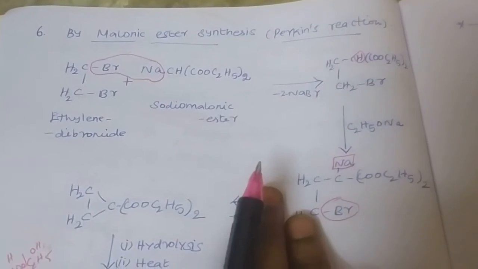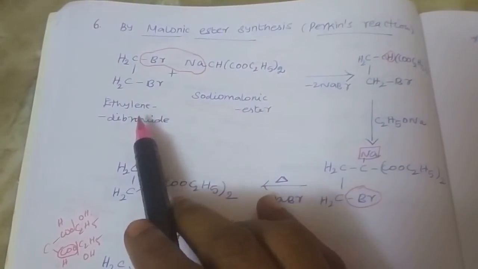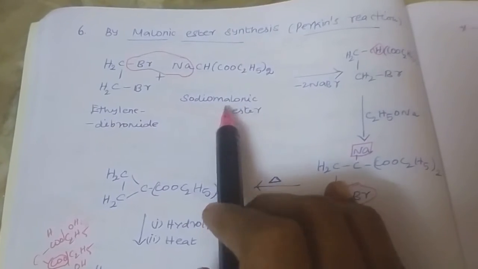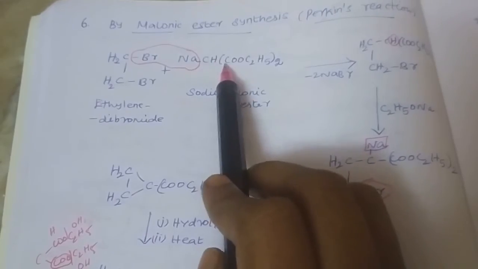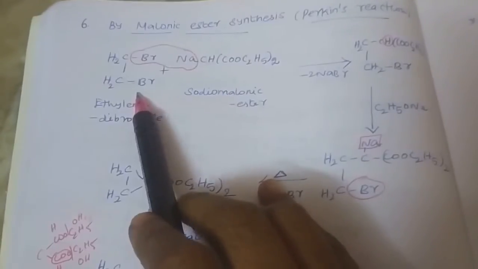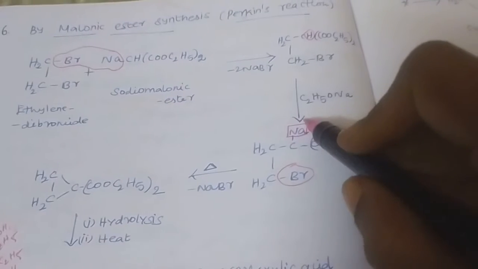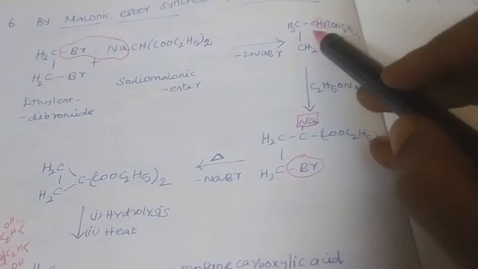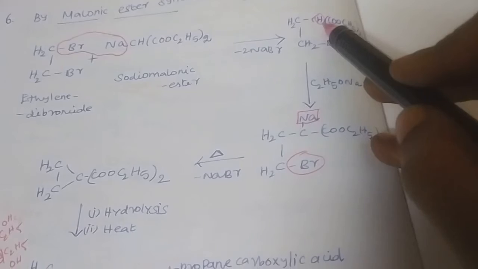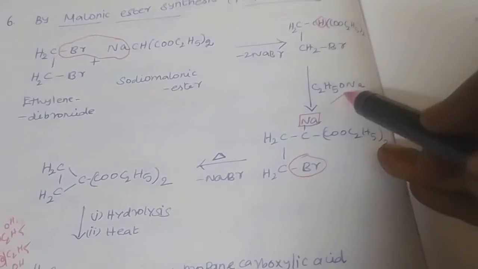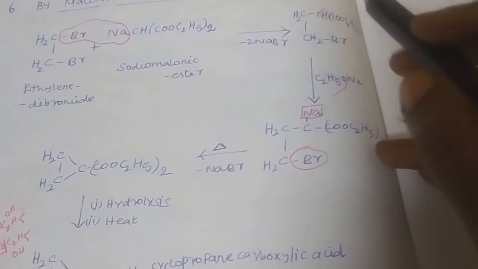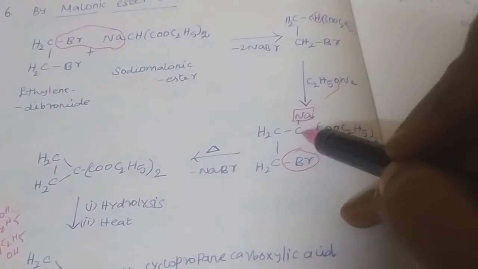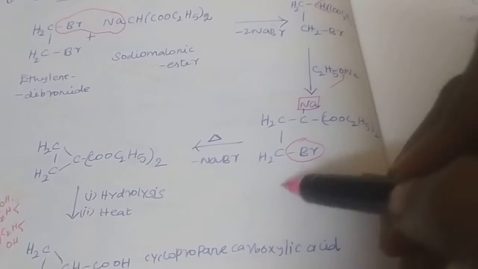So by malonic ester synthesis, Perkin reaction. So this is ethylene dibromide. It reacts with the sodium malonic ester. Here sodium bromide is removed. So what is the product? CH2CH(COOC2H5)2, CH2Br. So next, in the presence of base, it abstracts the hydrogen from the CH group. So this alkoxide takes this hydrogen, and it is removed as ethanol. So this sodium is substituted here. So CH2CNa(COOC2H5)2, CH2Br.